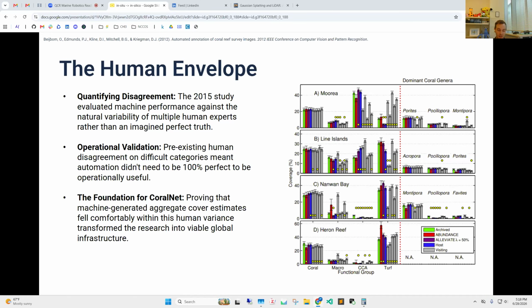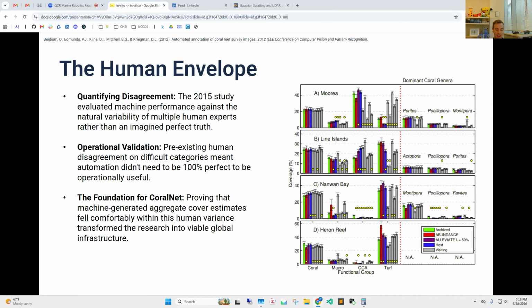And they proved that as long as you had an automated technique, as long as the machine's estimates fell within that natural human variance, then you could consider that the tool was ecologically valid. Like it's just like any other expert. Instead of assuming that it needs to be 100% to be useful, it just needs to be good enough. And you also need to be able to measure that variance, measure that error.